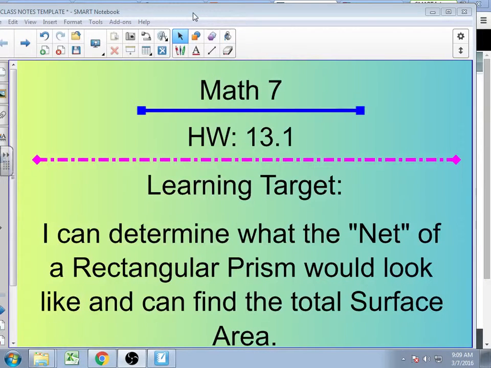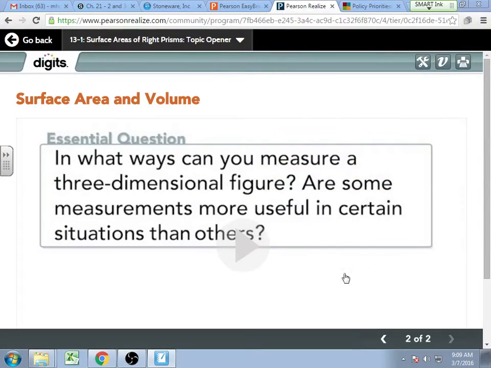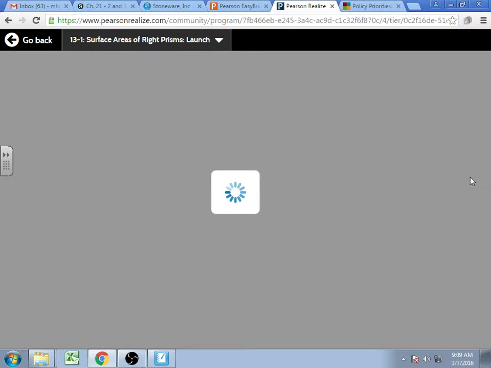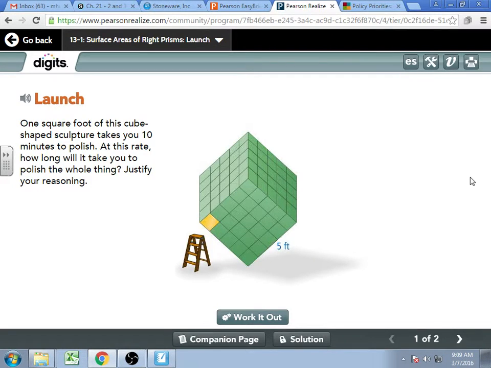If we're going to start talking about surface area, we're first going to determine, well, what in the world is the difference between surface area and volume? What is the difference between area and volume? Area versus volume. Eminal? Area measures length and width, and volume measures length, width, and height.